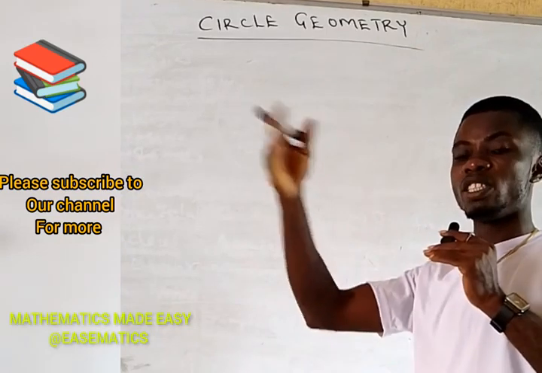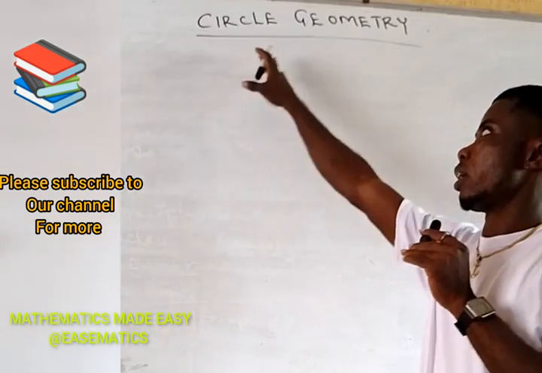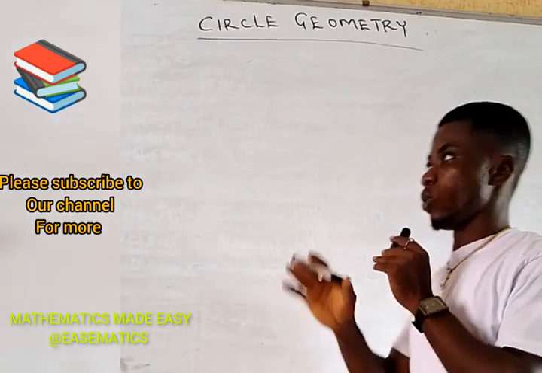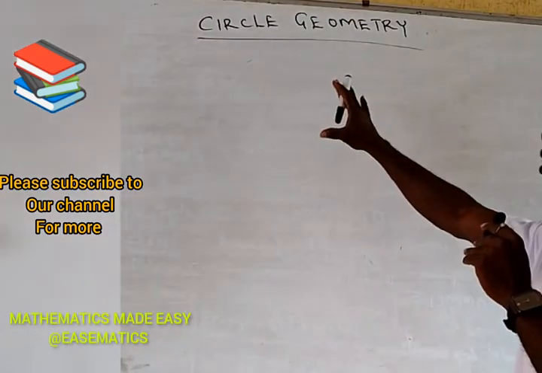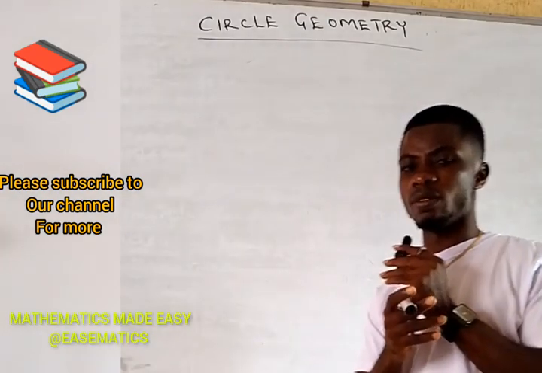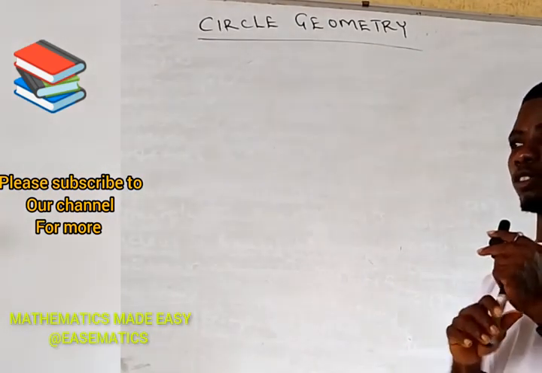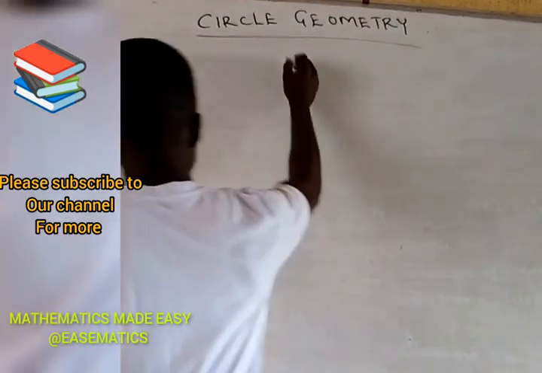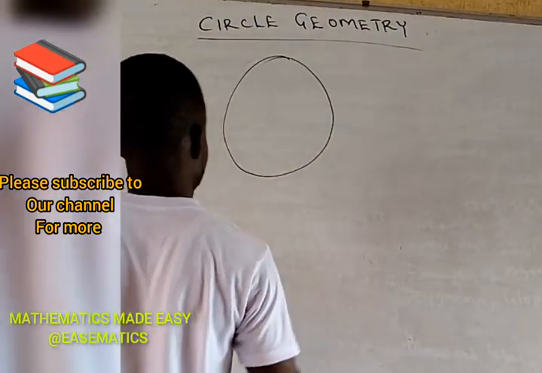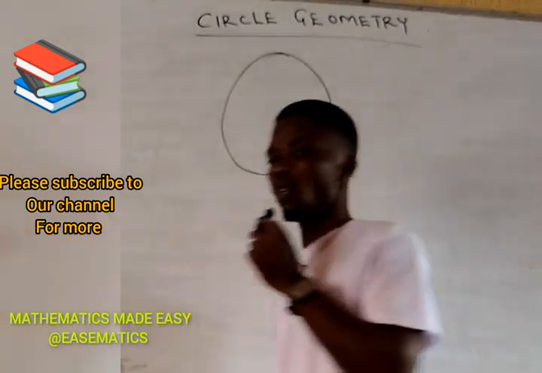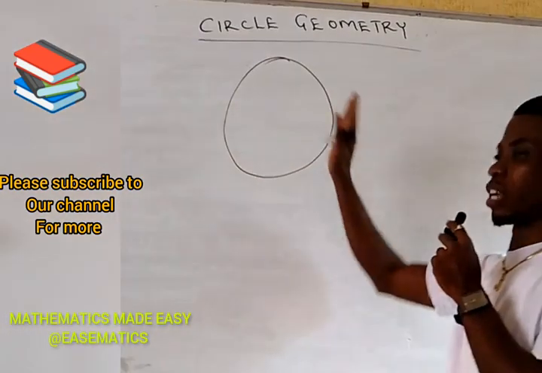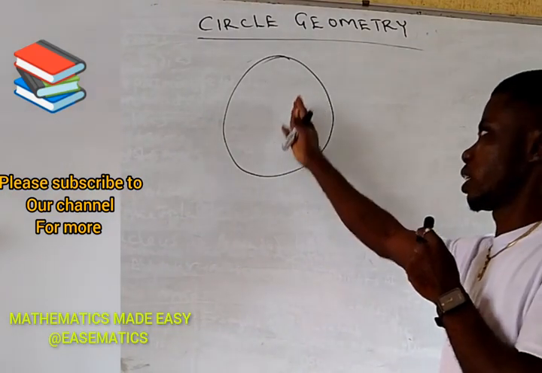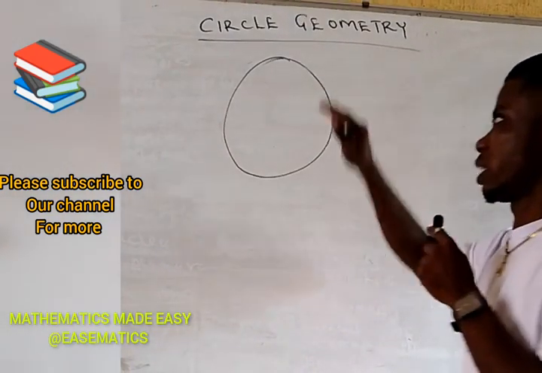In shapes, we have plane shapes and solid shapes. A circle is a plane shape. So, we say that, first of all, what is a circle? In circle geometry, what is a circle? A circle could be defined as any round shaped object that has no corners. In simple words, any round shaped object that has no corners.